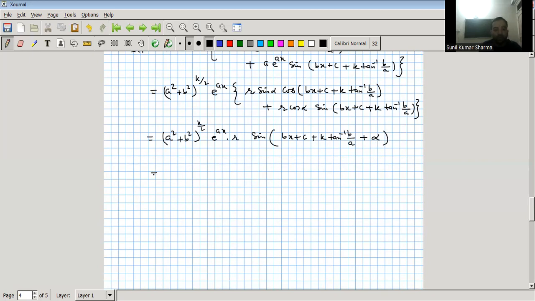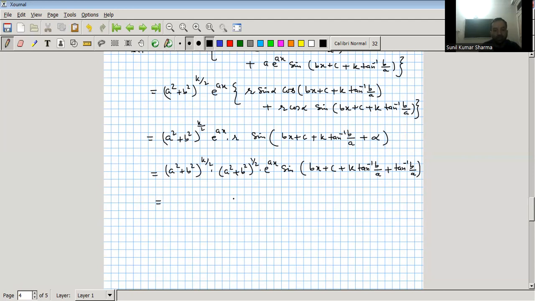So r is already (a square plus b square) to the power 1 by 2. We have already found the relation of r in terms of a and b. So we can write (a square plus b square) to the power k by 2 into r, which is (a square plus b square) to the power 1 by 2, into e to the power ax into sin (bx plus c plus k tan inverse b by a plus alpha), and alpha is tan inverse b by a.